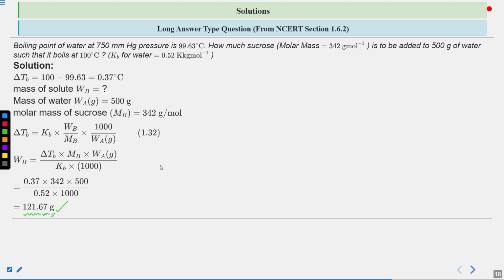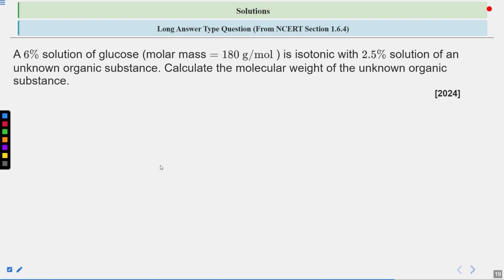Okay, so let's move to the next one. This question is again a long answer type question, and this covers NCERT section 1.6.4 in the solutions chapter in the NCERT textbook. The question asks that a 6% solution of glucose, whose molar mass is 180 grams per mole, is isotonic with a 2.5% solution of an unknown organic substance.